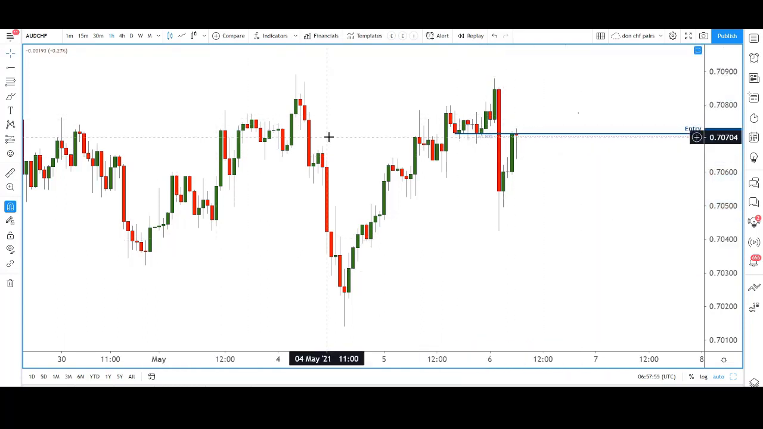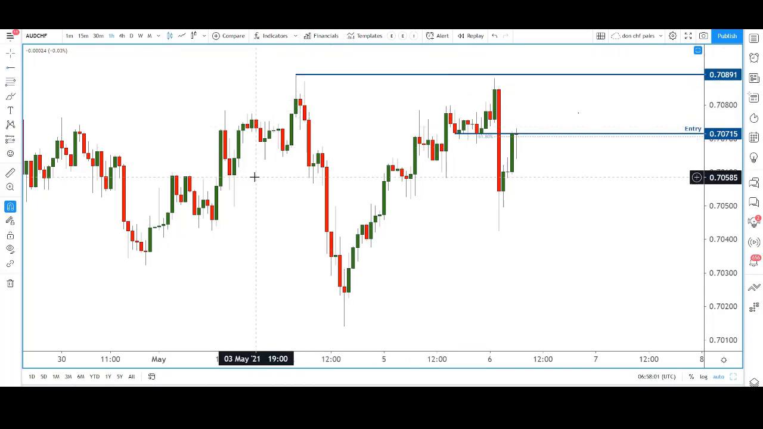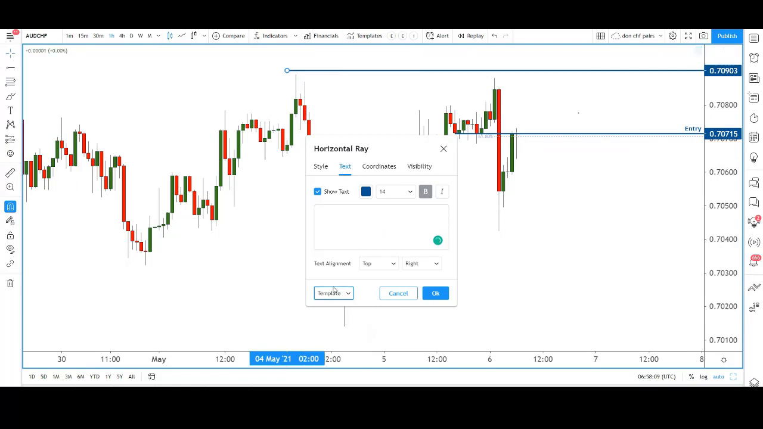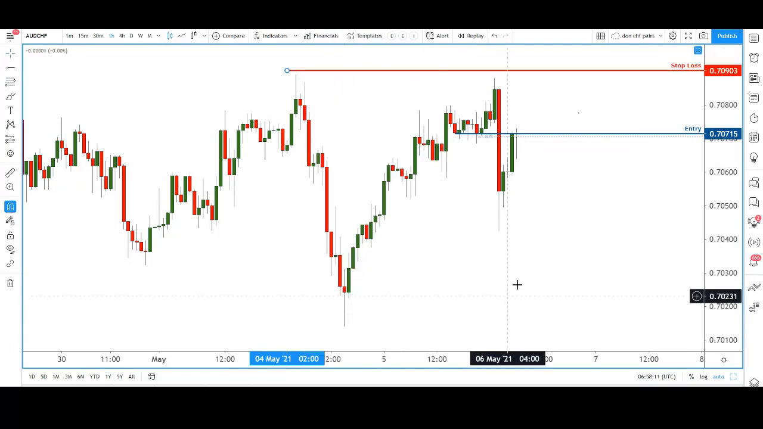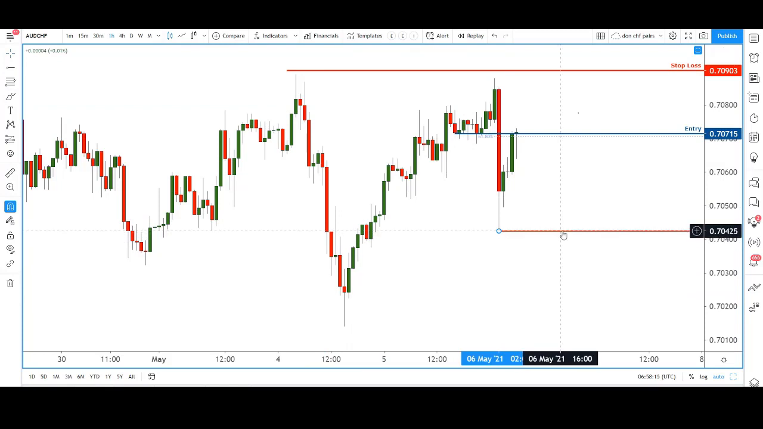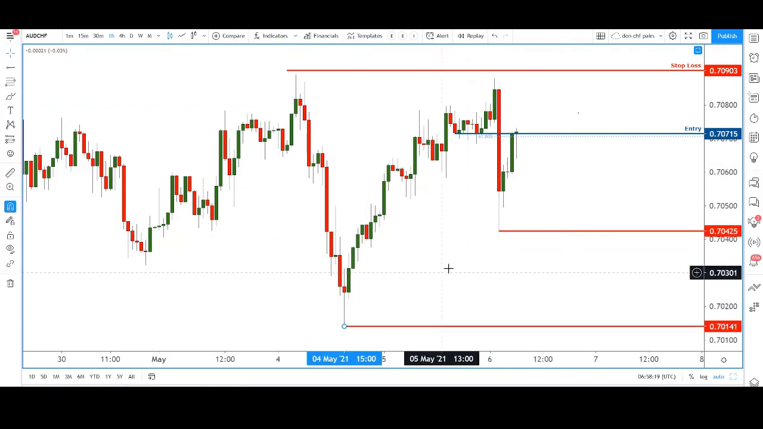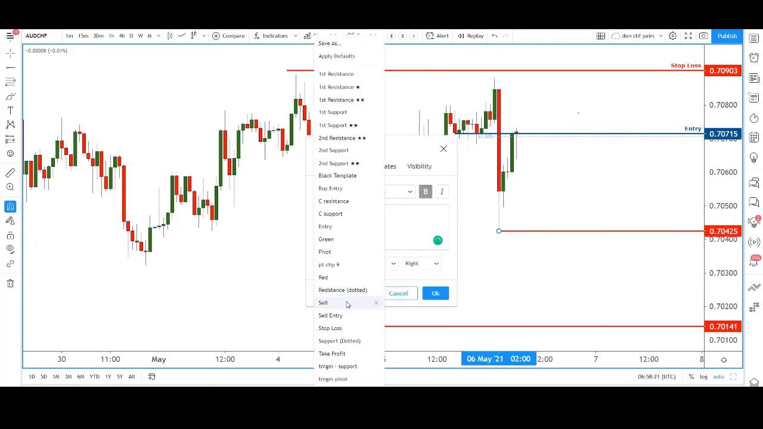Now that you have your entry level, the next thing you need to look for is your stop loss. For my stop loss, I will put it above this high. You can see that price came up to test it before rejecting, came up again, and rejected as well. So I'll put my stop loss slightly further up to give my trade a little bit of breathing space. After your stop loss, you want to look for take profit 1, and also another take profit level. These two will be your take profit levels.